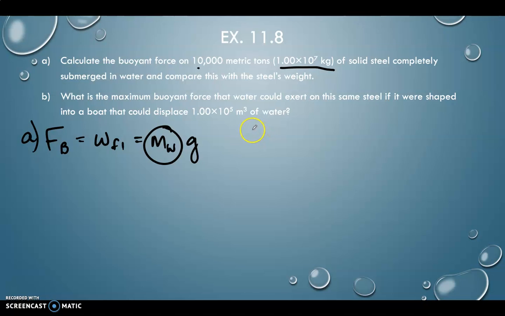Our mass of water can be calculated through the knowledge that density is mass over volume, so mass equals density times volume. But again, we don't know the volume of the water. We're saying that we dropped this solid steel into the water, so we can find that volume. What we need to do is find the volume of the steel.